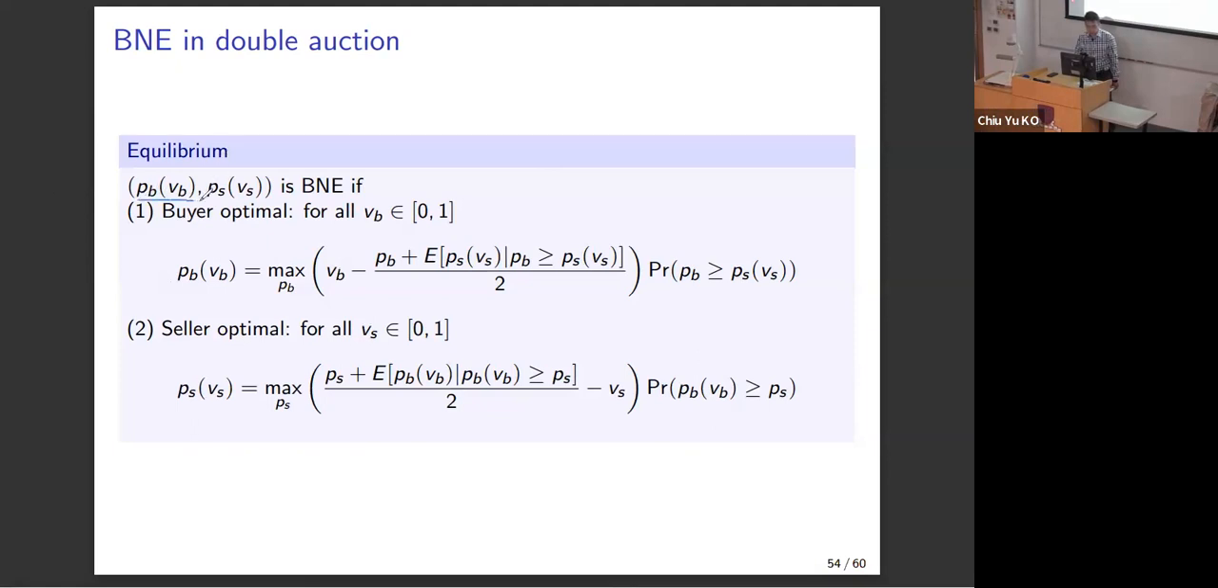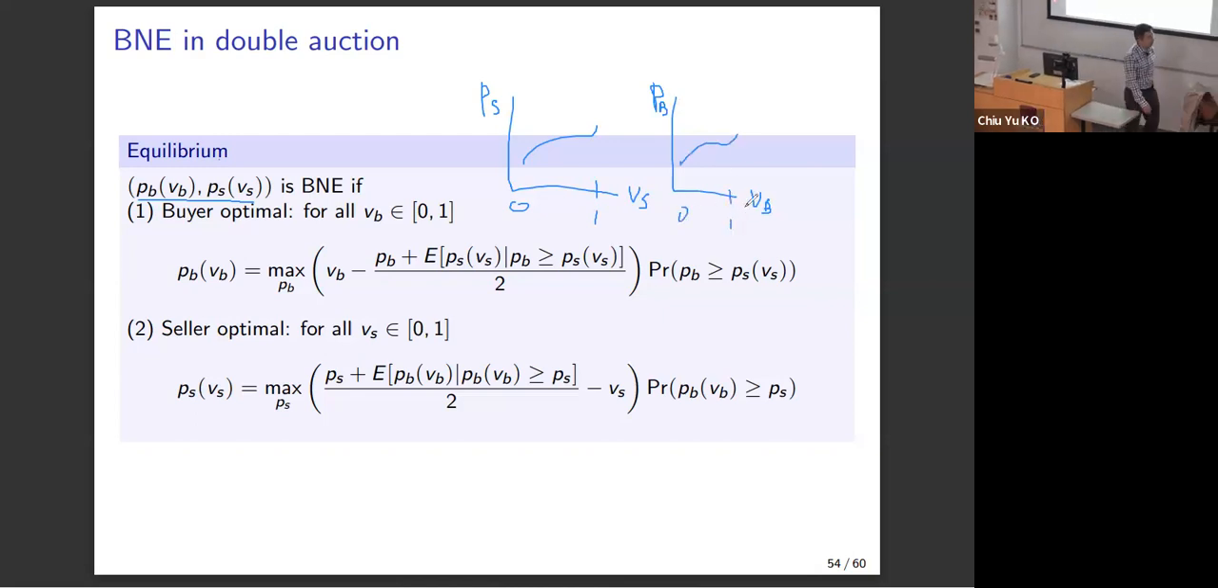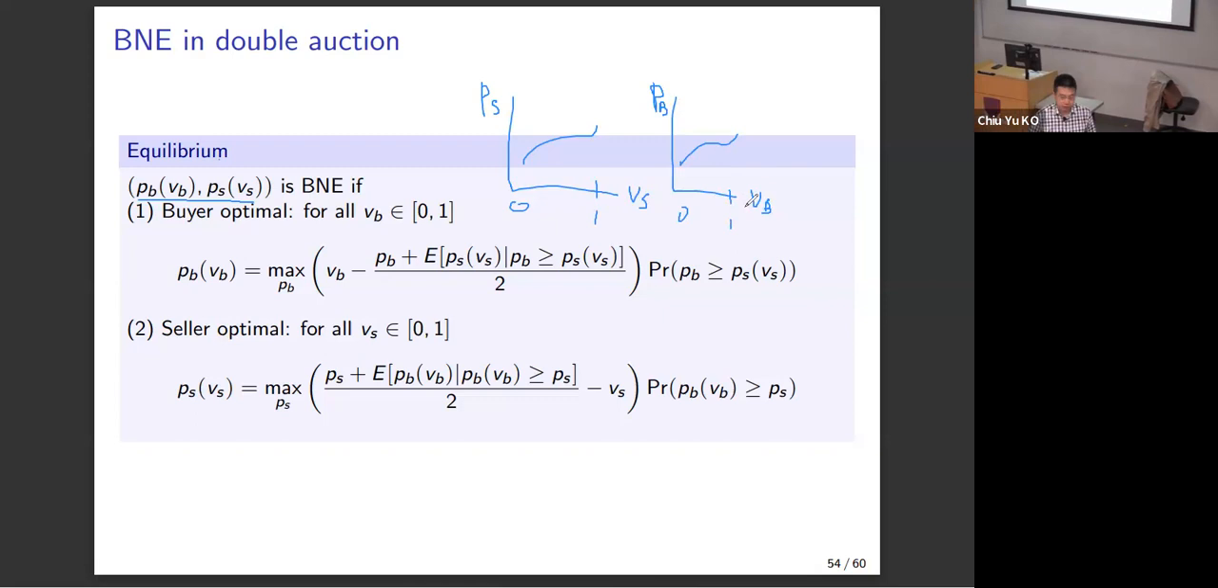So do note that here it is not a price, but a function. Remember, you have to give a price for each type. Let's say for a seller, the seller can have a valuation from 0 to 1. You have to map it to the price. It's a function there. And same for the buyer, who also has a buying offer price, also a function, from 0 to 1. So it's not a number, but a number for each type. That's why it's called a function.